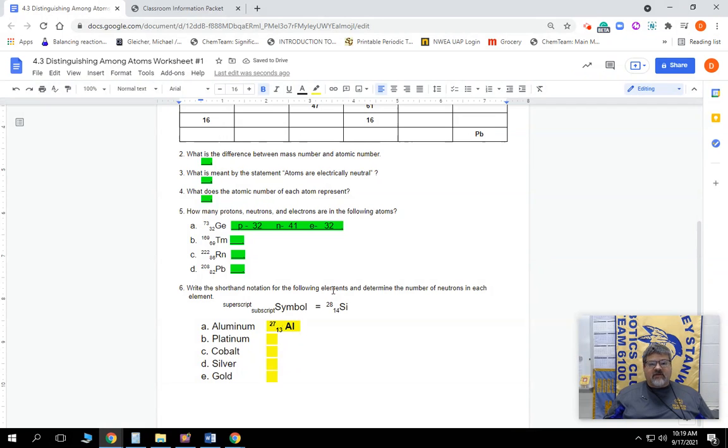Now the question also says to determine the number of neutrons. So we're just going to subtract those two. 27 minus 13, should be right. There are 14 neutrons. That would be your answer for that, and that's how you answer question number 6.